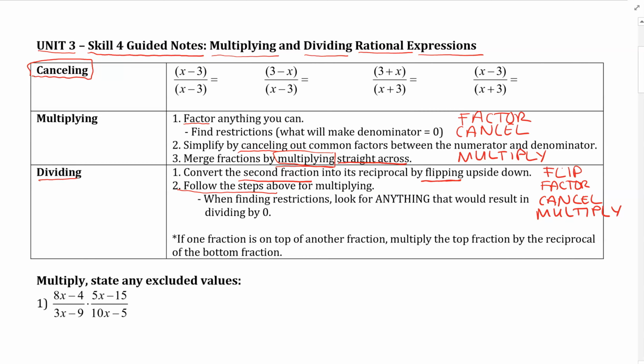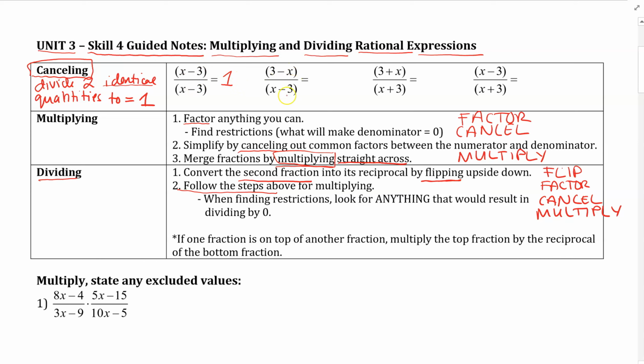So just a quick review on what canceling actually is. Canceling is when we divide two identical quantities to equal 1. An example here would be x minus 3 divided by x minus 3. We say that those cancel. They divide to equal 1 and therefore cancel.